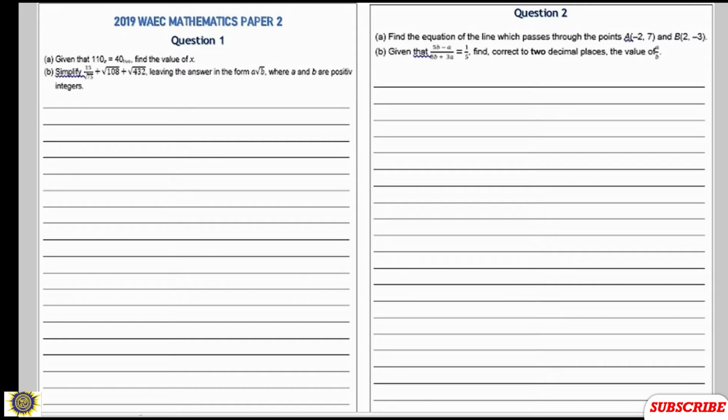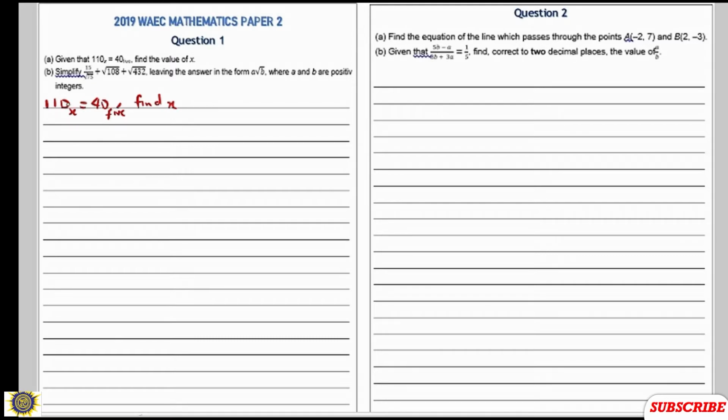Now we are given that 110 base x is equal to 40 base 5. So we are asked to find x. The first thing we have to do here is to solve this problem by the expansion method.